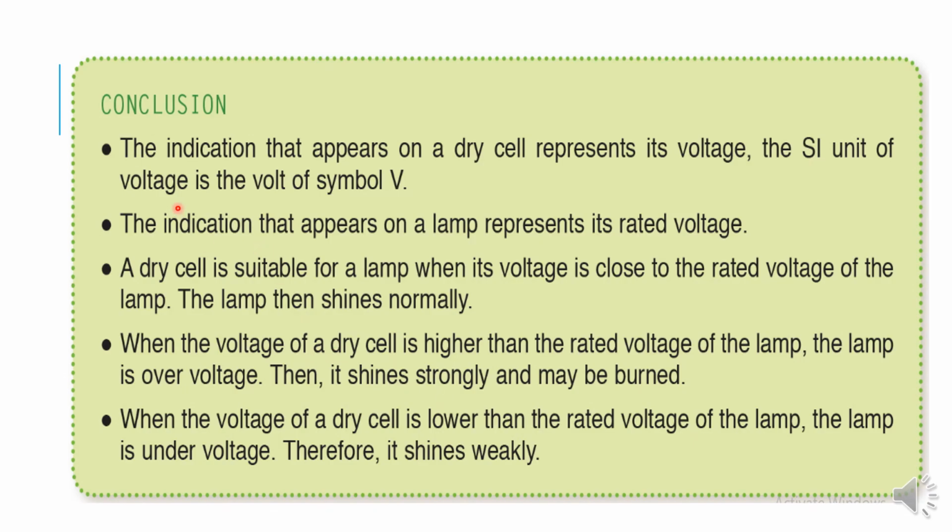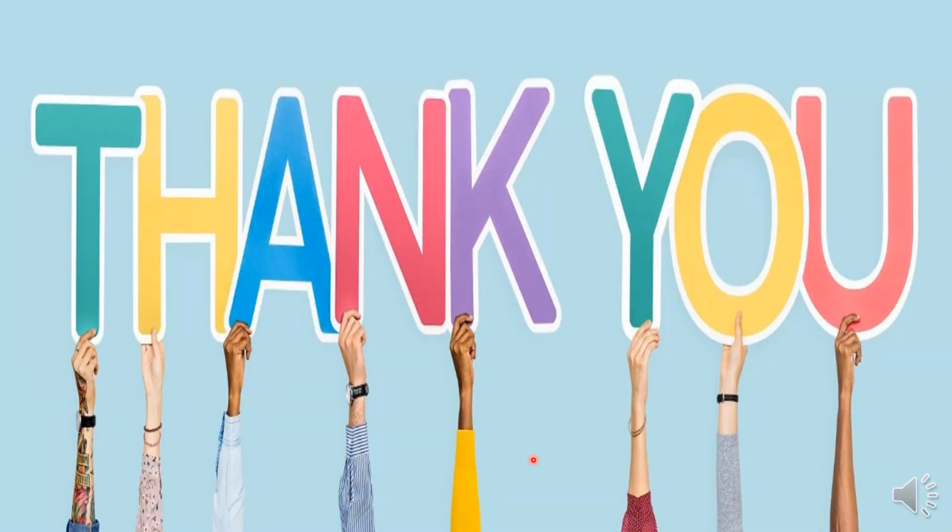So as a conclusion, the indication that appears on a dry cell represents its voltage. The SI unit of voltage is volt. The indication that appears on a lamp represents its rated voltage. It is the required voltage so that the lamp will function normally. A dry cell is suitable for a lamp when its voltage is close to the rated voltage of the lamp. The lamp then shines normally. When the voltage of a dry cell is higher than the rated voltage of the lamp, the lamp is over voltage, then it shines strongly and may be burned. And when the voltage of a dry cell is lower than the rated voltage of the lamp, the lamp is under voltage, therefore it shines weakly.